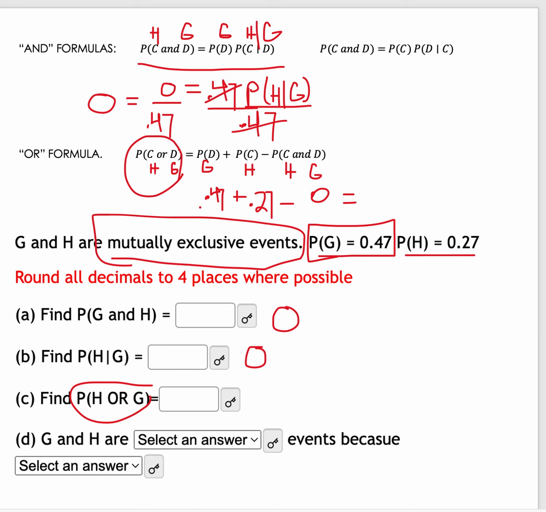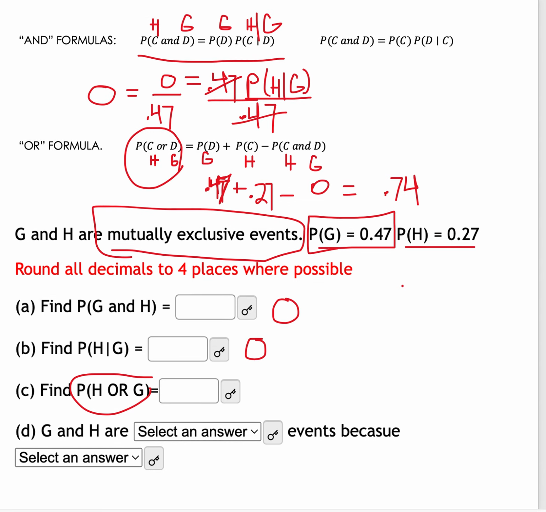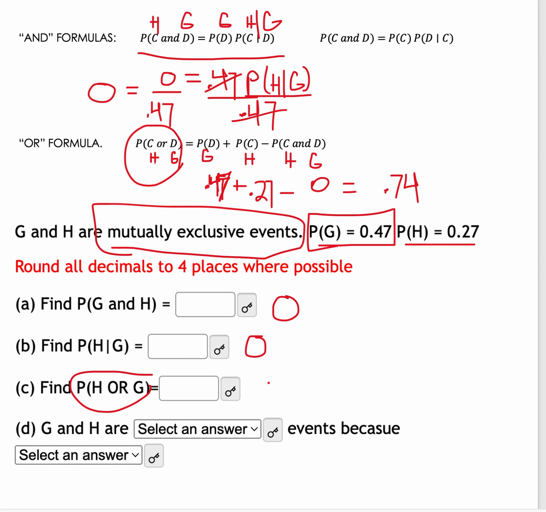So on the calculator, I'm going to take 0.47. Sorry, that's a little bit messy because I'm using my mouse here. That's 0.47 plus 0.27, and then subtract 0. And when I add those together, I'm going to get 0.74. Okay, so down here for part C, my answer is going to be 0.74.